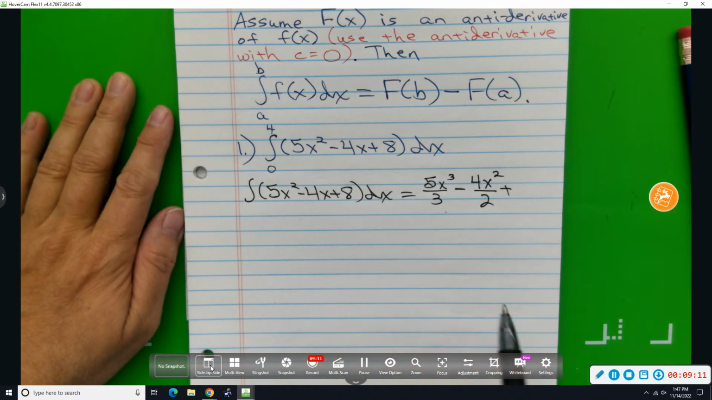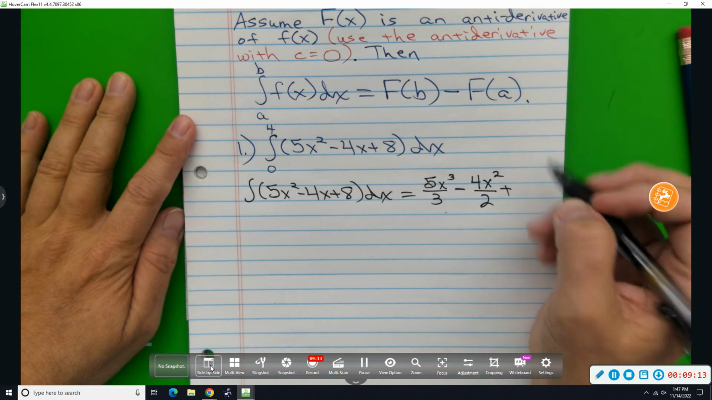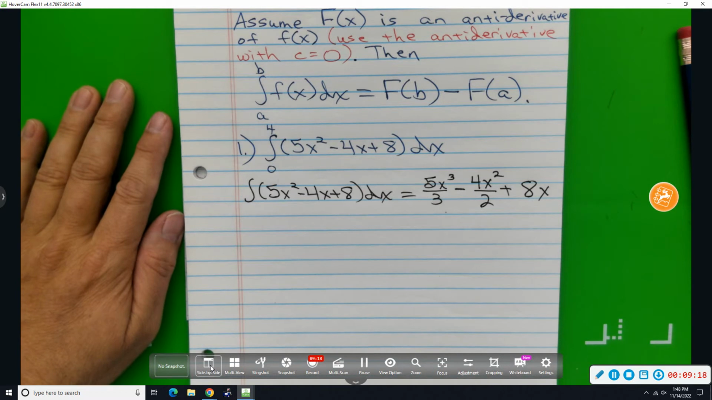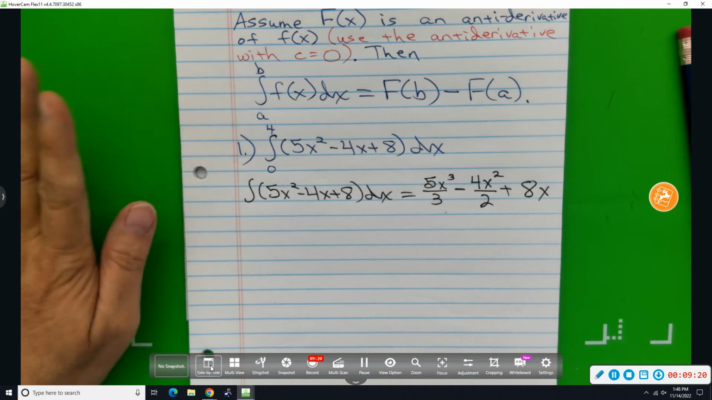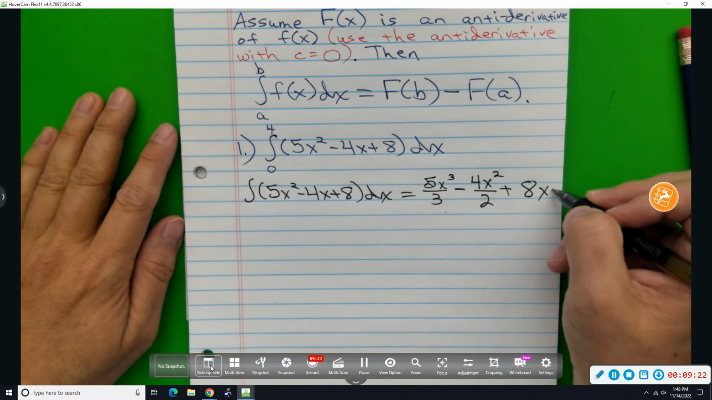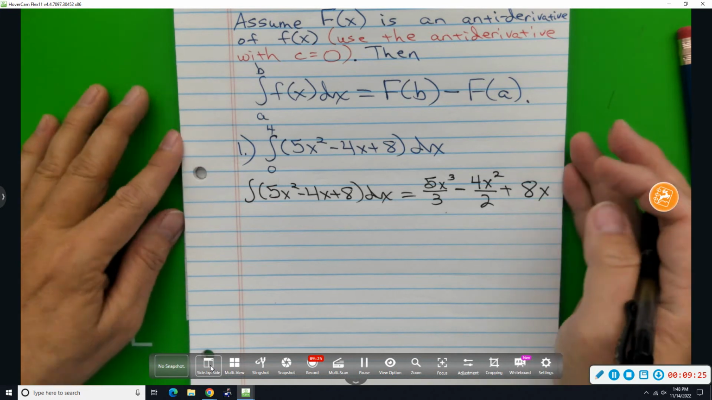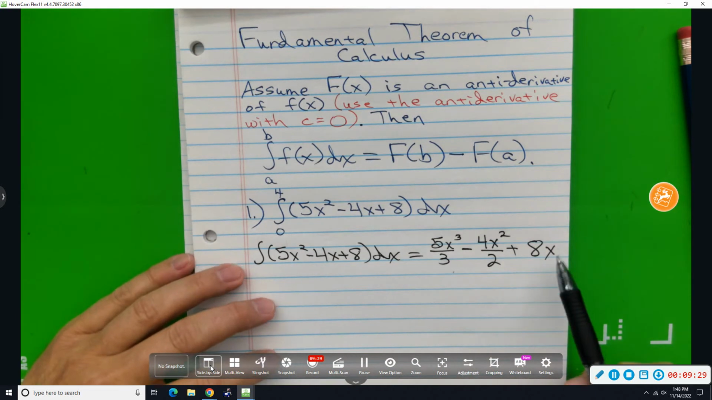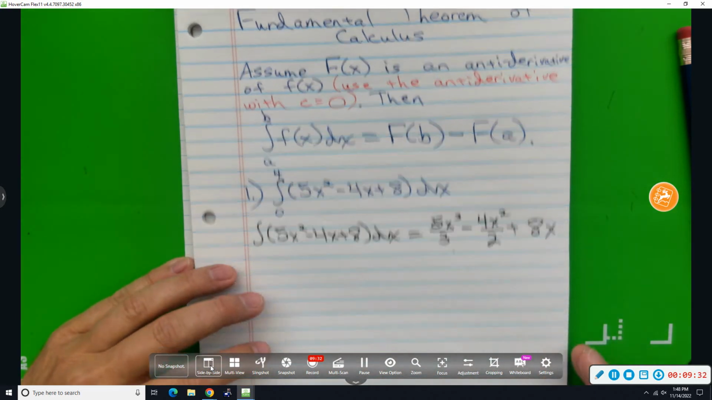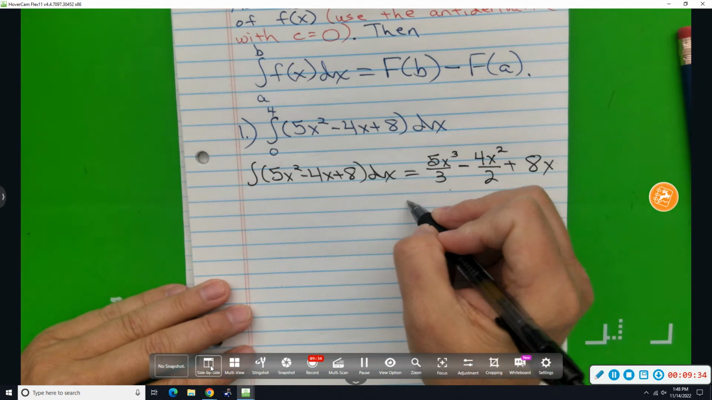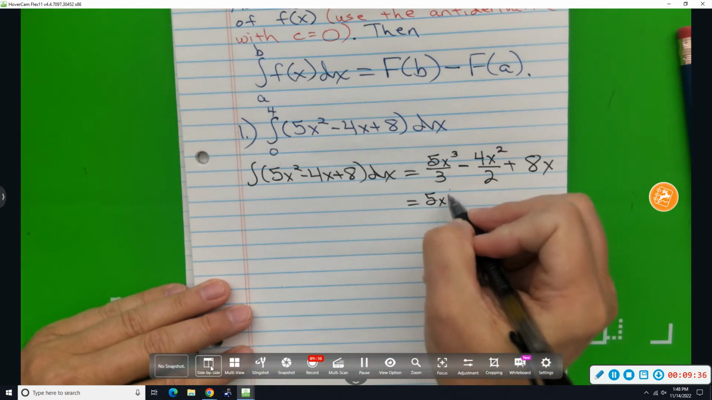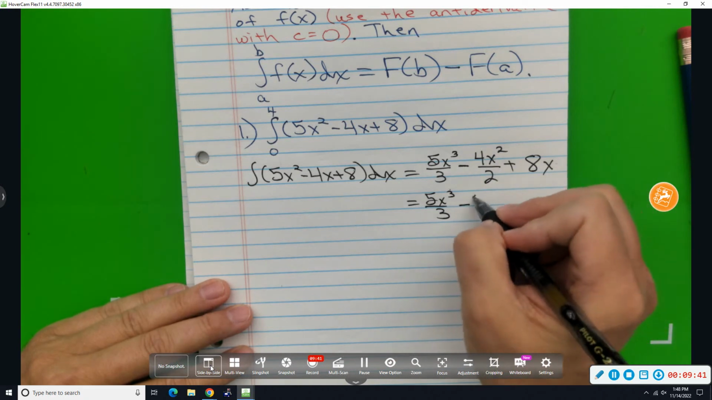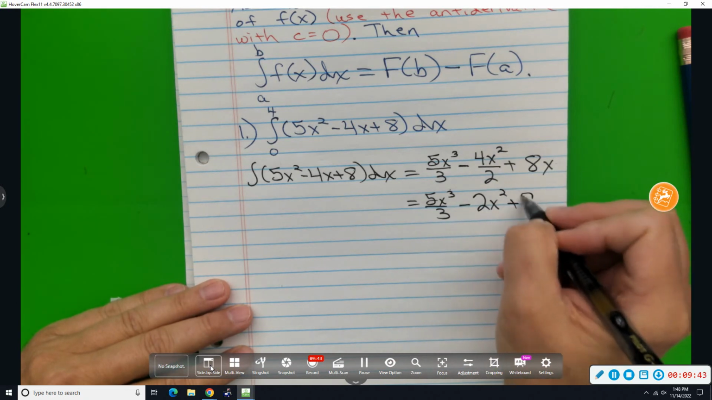No, it's not 0. You're thinking derivative. How about 8x? I agree. The antiderivative of a constant is just the constant times x. And normally I'd write on that plus c, but I don't need to, okay? I can use any antiderivative I want to, so I'm going to use the one that has the constant of 0. So we can clean this up. That's 5x cubed over 3. 4 divided by 2 is a 2x squared plus an 8x.